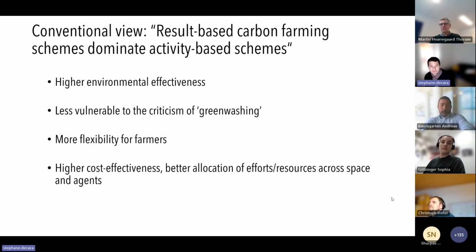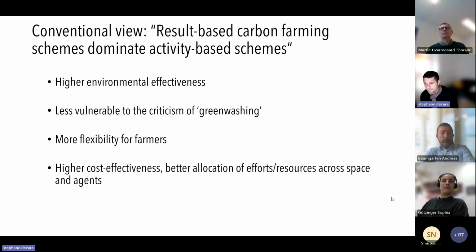They're supposed to be less vulnerable to greenwashing criticism. For the same reason, they give more flexibility for farmers. And from an economic standpoint, they're also the best, or the most important feature is that they provide incentives to achieve cost effectiveness through a better allocation of efforts or resources across agents or farmers, or in space as well.